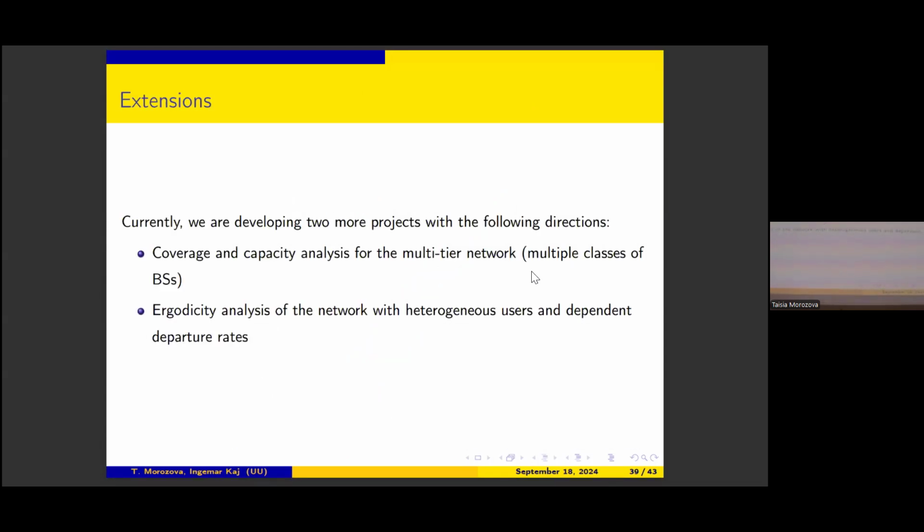Yeah, maybe I can briefly mention the 2 extensions that we are currently working on. One extension would be to generalize this approach for a multi-tier network, so when we have more than one class of base stations. I think you can use almost the same approach with a slight modification. Another work is the ergodicity analysis of the network when the users are heterogeneous. Each user has its own property, its own P, its own buffer, and the buffers are kind of interfering. So then we have a multi-dimensional Markov chain that we want to analyze, and it gets really complex for higher dimensions. But that's what we are currently working on.